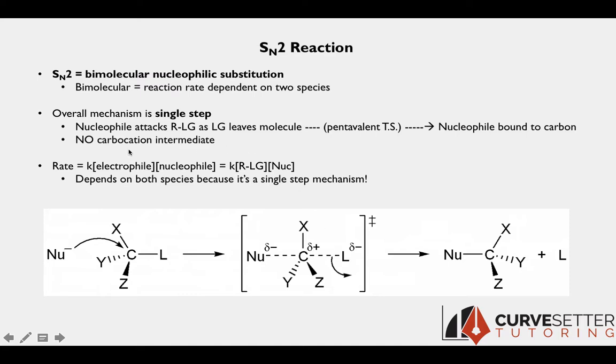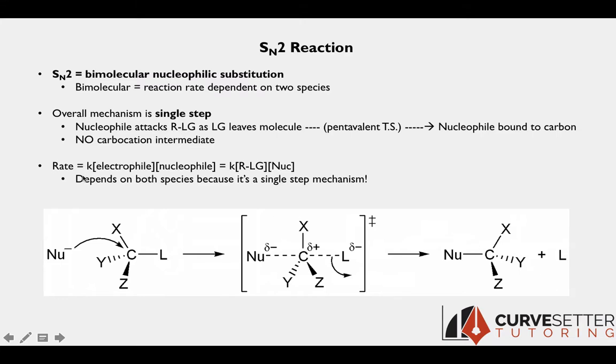What happens in the SN2 reaction is that the nucleophile attacks the carbon at the same time as the leaving group leaves the molecule. So you can think of them as occurring sort of at the same time. And you have a pentavalent carbon as the transition state. You see the bond between the carbon and the nucleophile is forming as the bond between the carbon and the leaving group is breaking. There is no carbocation intermediate as opposed to SN1. And you end up with the nucleophile bound to the carbon and the leaving group left on its own.